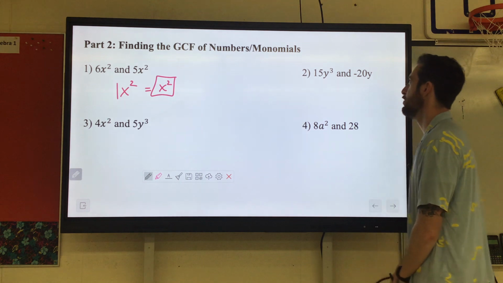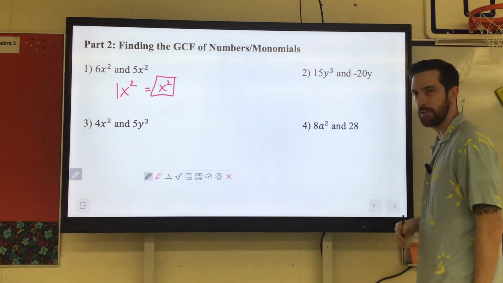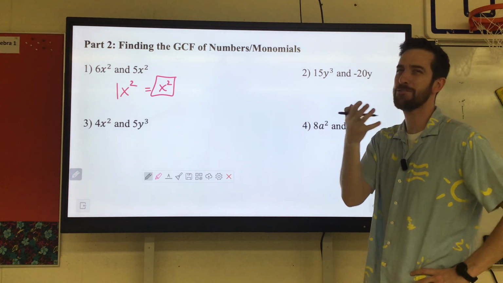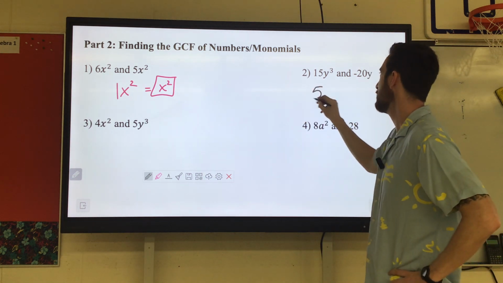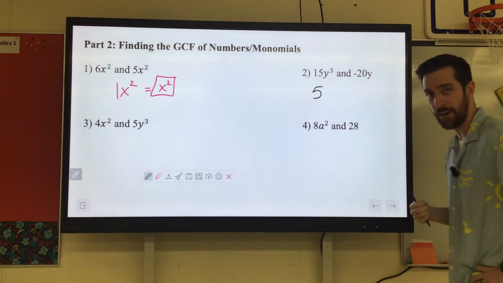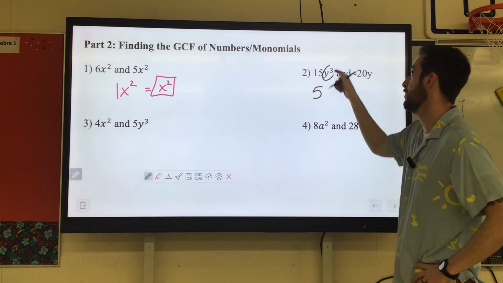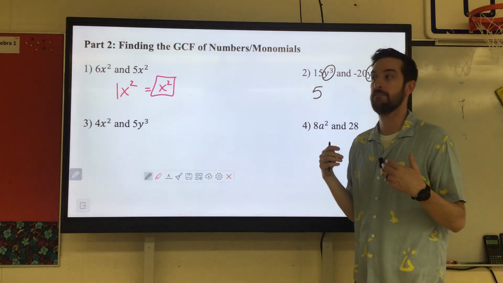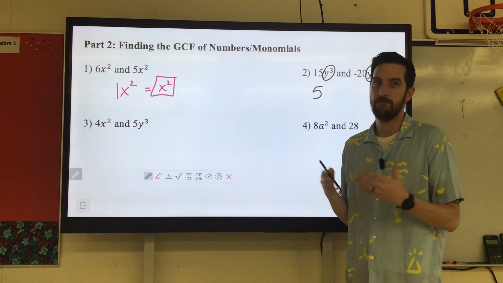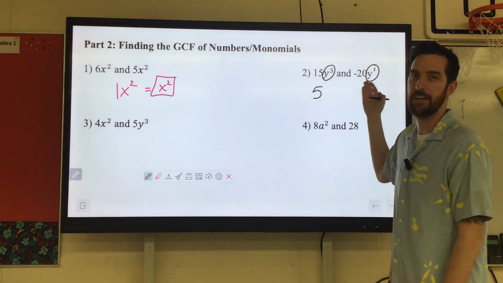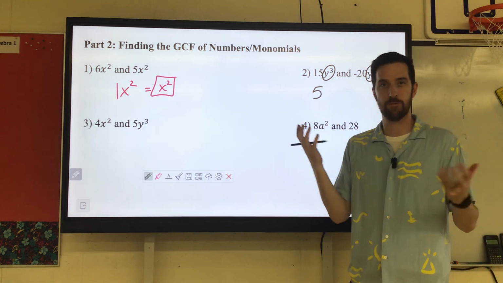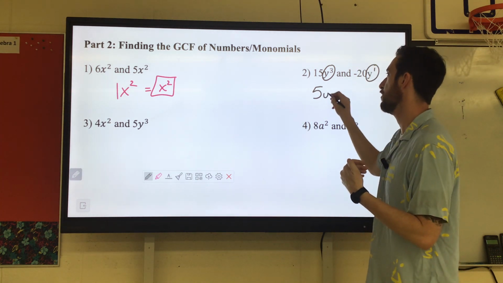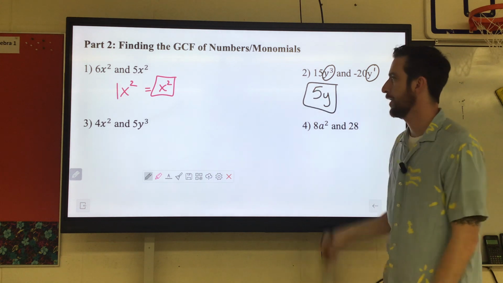You hop over to number 2, and I'm looking at 15 and 20, and I'm trying to think, what number can go into both of those? 1, sure, but also 5. So 5 handles those. Do they both have y? Yeah, they do. This one has y to the third, and this one has y to the first. You have to have something that they both have. So you couldn't say 5y to the third, because this one doesn't have y to the third. So when you're dealing with exponents and variables, you go with the smallest exponent. So we'll say 5y to the first, 5y.